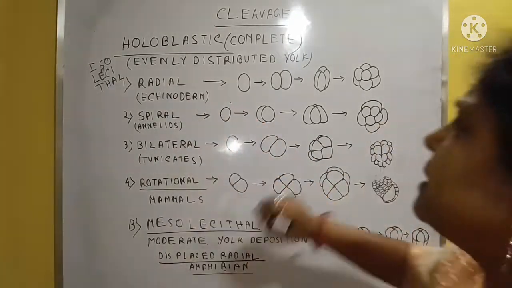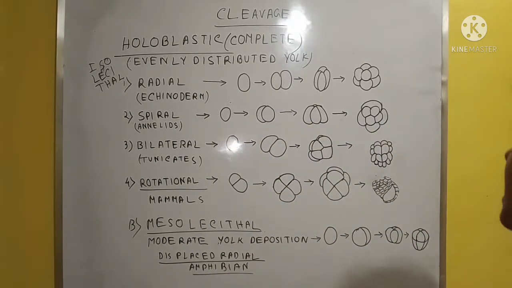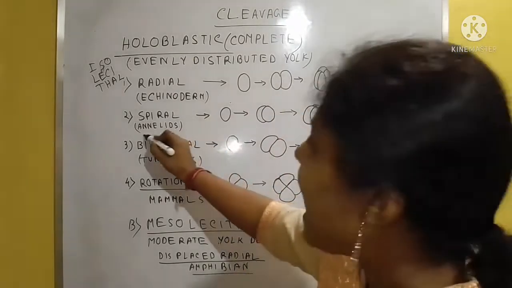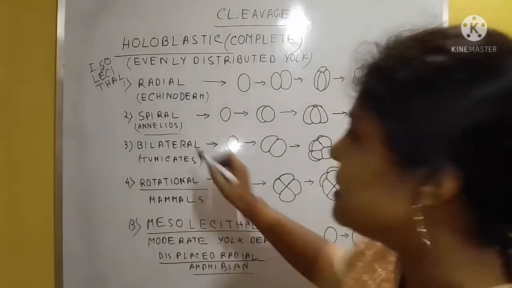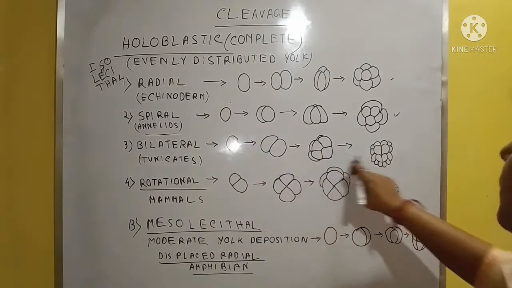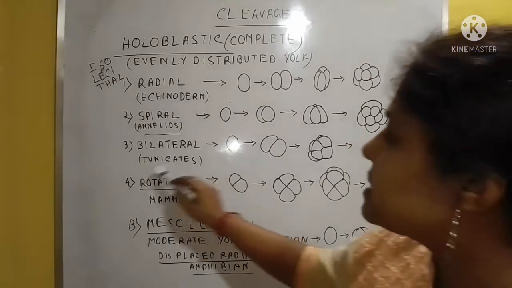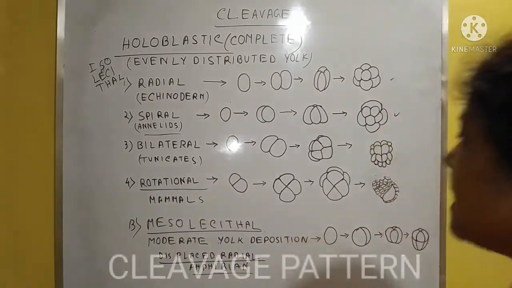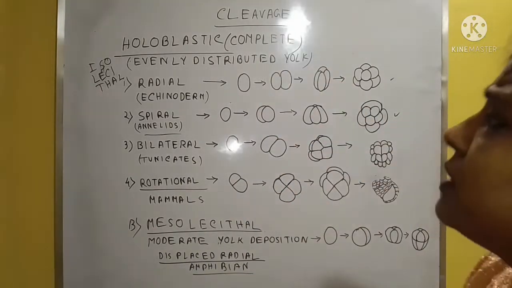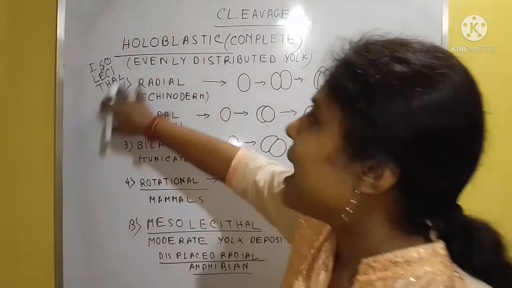The second one is spiral. Here you can see the cleavage pattern is like this, and we can see this pattern in annelids. The third one is bilateral, and this is present in tunicates. The fourth one is rotational, and this pattern is present in mammals, and the pattern is like this. So these are all the types of cleavage pattern present in isolecithal.